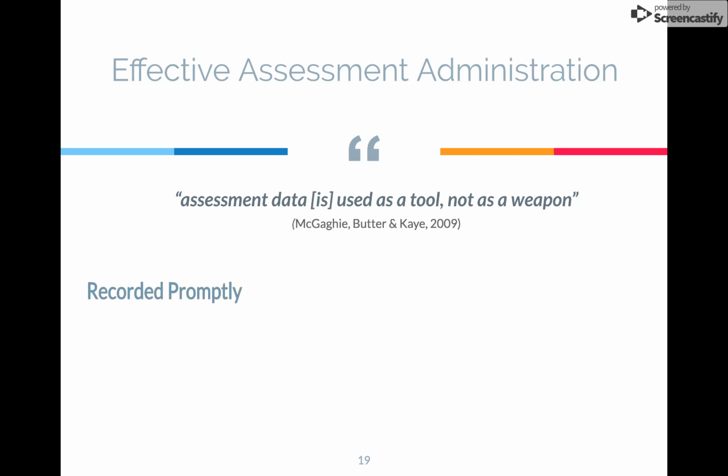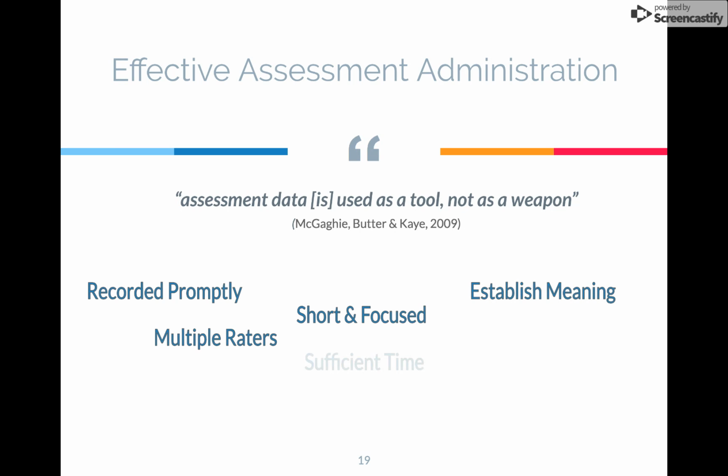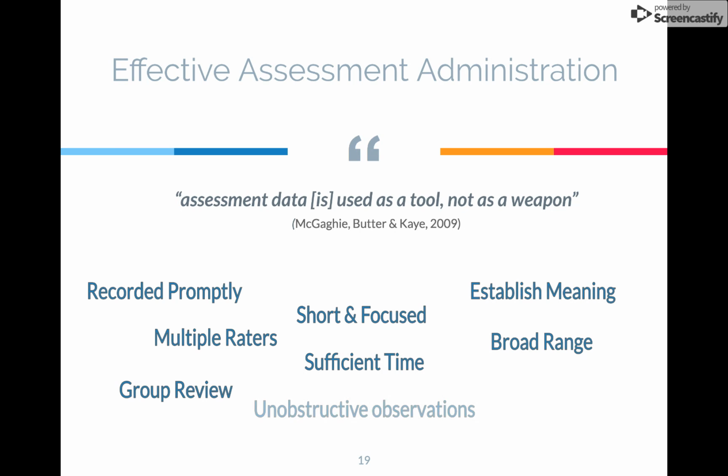Some practical recommendations for giving good observational assessments are listed here. And just to go through a few of them, observational assessment should offer a broad range of clinical situations and procedures. The assessment should be short and focused. There should be sufficient time for assessment so that ratings are thoughtful and candid. And they should also be recorded promptly, which helps prevent any distortion or memory loss from the observation. Being done by multiple raters helps balance the effects of inter-rater differences.